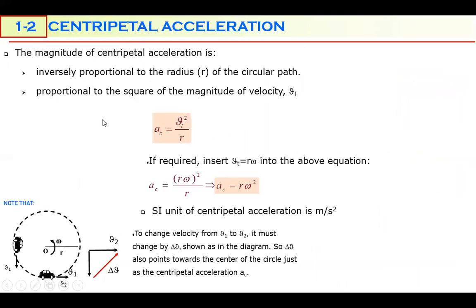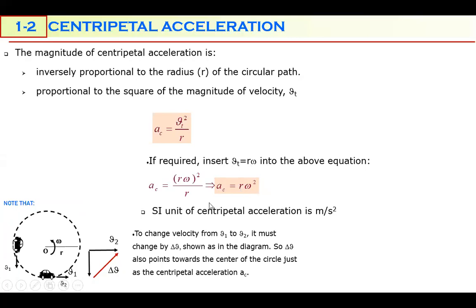And its magnitude, of course, we should calculate. It is inversely proportional to R and directly proportional to the square of the tangential speed. AC is equal to VT squared over R. And if required, sometimes angular speed is given. You can insert R omega instead of VT and you get AC as R omega squared.